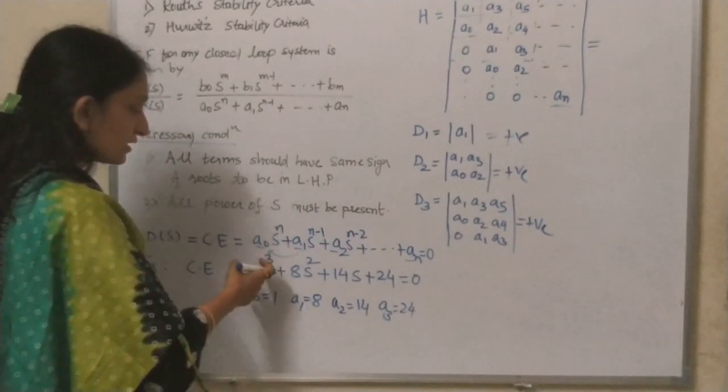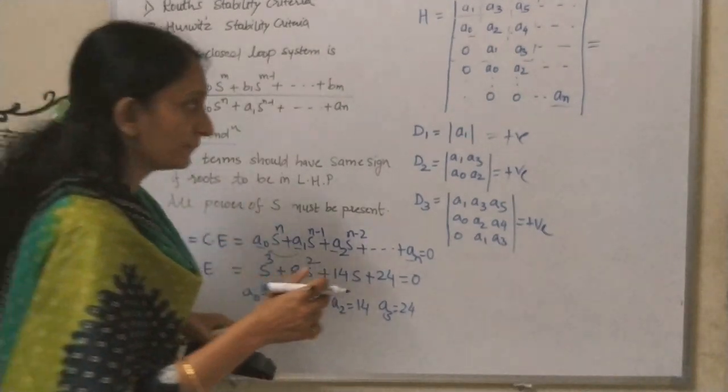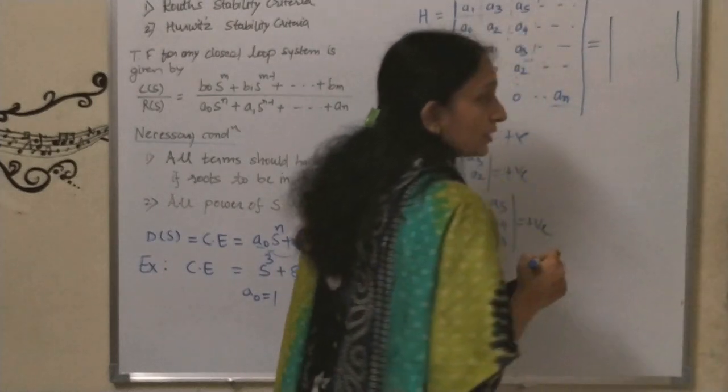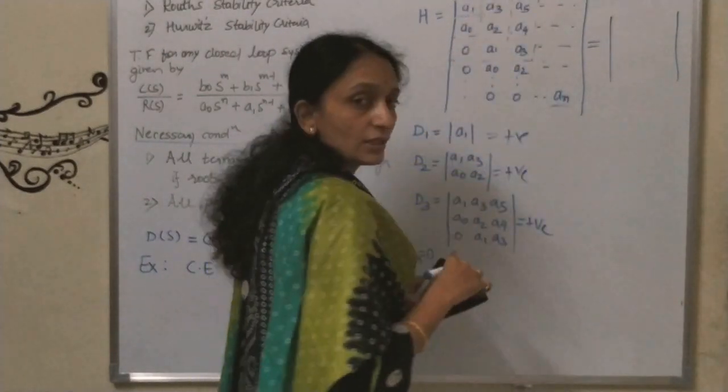Okay. Suppose here the order is 2. So the size of the Hurwitz determinant will be 2 by 2. Okay. So now I will obtain the 3 by 3 determinant. Okay. So look at this. Here you have the 3 by 3 determinant. Okay. Now what do I need to do?